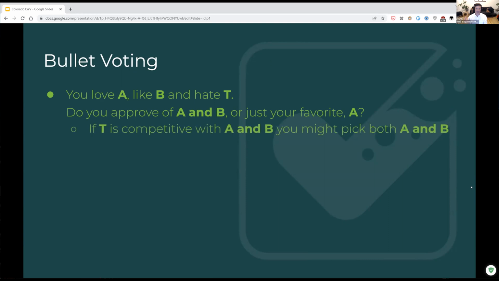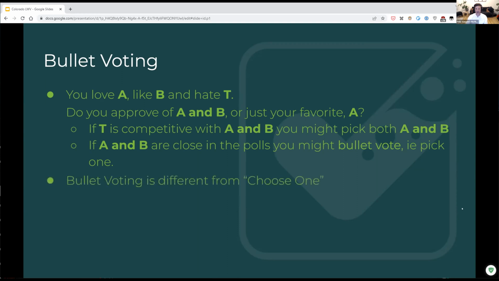And the result there really depends on polling. If T is competitive with A and B, then you might want to say, look, I want anyone but T. I'll pick both A and B. If T is not really part of the picture, nobody's voting for T, but A and B are really close in the polls, you might say, well, you know what, I'm going to just vote for A because they are my true favorite in that candidate. But here's why it's different from choose one voting. You're always voting for your favorite. You're never picking the lesser evil in this scenario. You're never saying, well, B's more electable, so I'll vote for them, right?